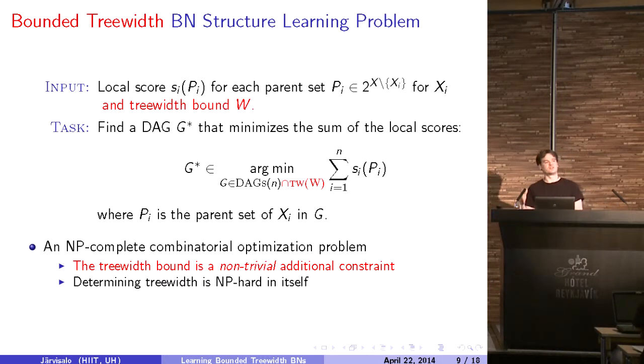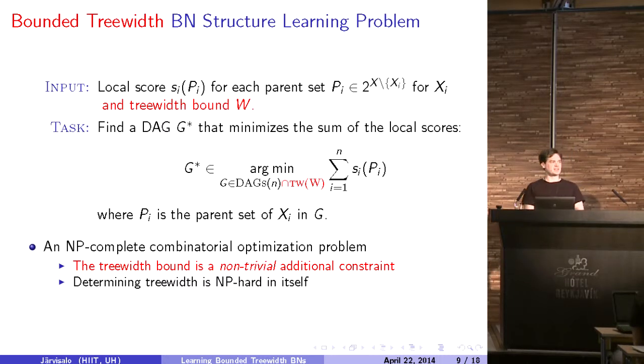So we want to learn these bounded treewidth Bayesian network structures. So here's the problem. The red stuff is the new added things compared to the original problem without the treewidth constraint. We're basically given the local scores for each xi for the candidate parent sets and the treewidth bound W. And now, again, we are to find a DAG that minimizes the decomposable scoring function, but we're restricting to DAGs that have treewidth at most W. Okay? So it's a constant treewidth bound.